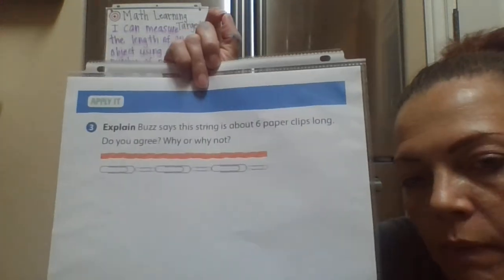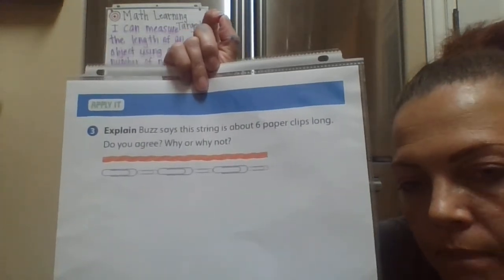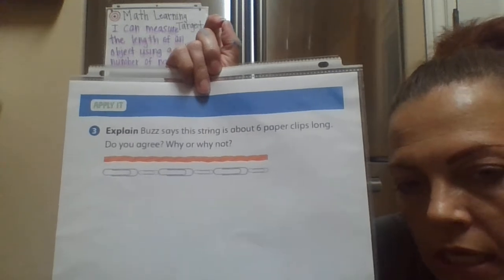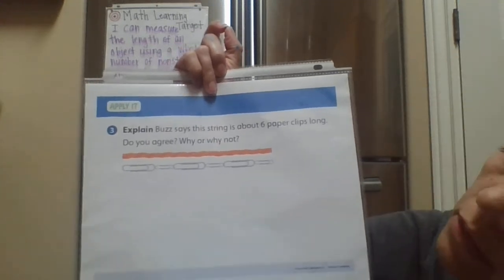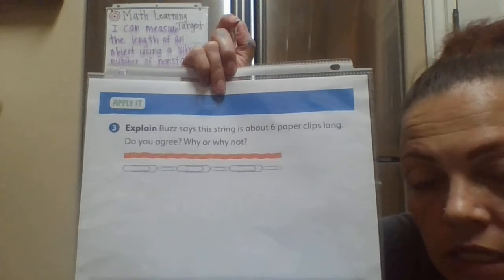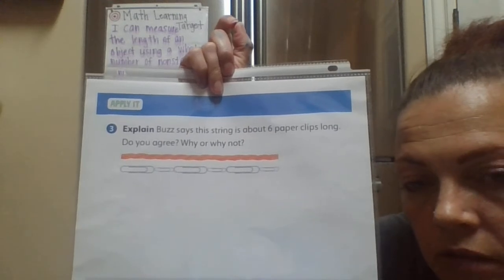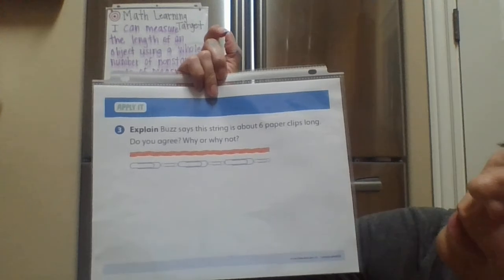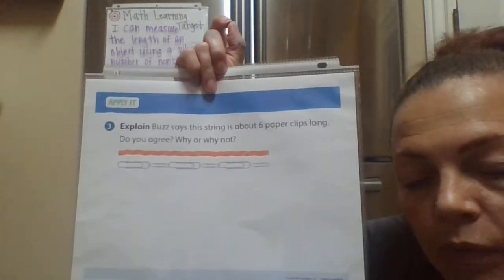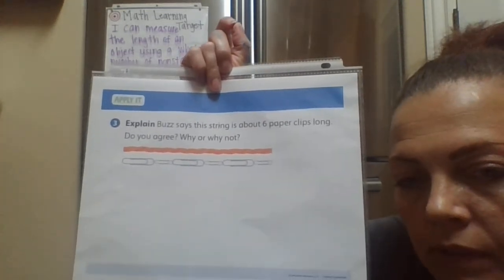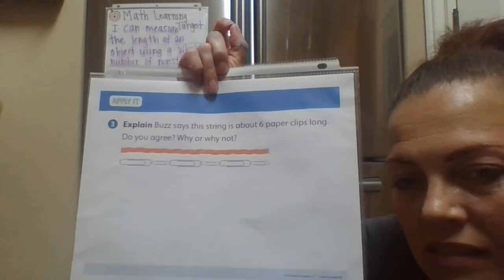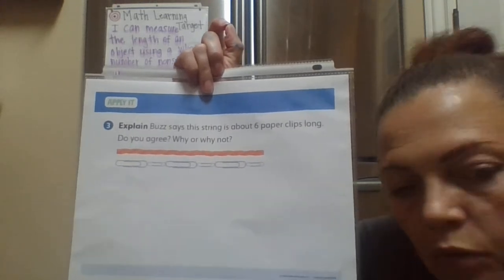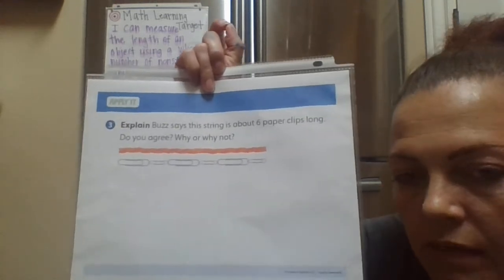Take a good look at those paper clips. What do you notice about them? Are they laid end to end? Yes, they're laid end to end. Are there any gaps or overlap? I don't see any gaps or overlap. But what do you notice about them? Are they all the same size? No, these paper clips are not all the same size.